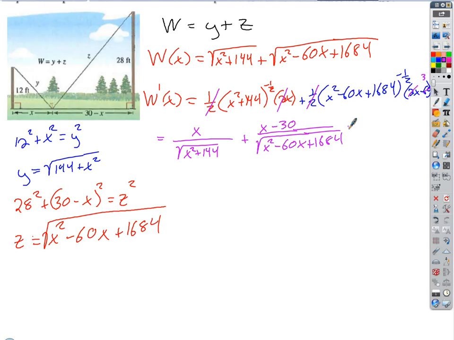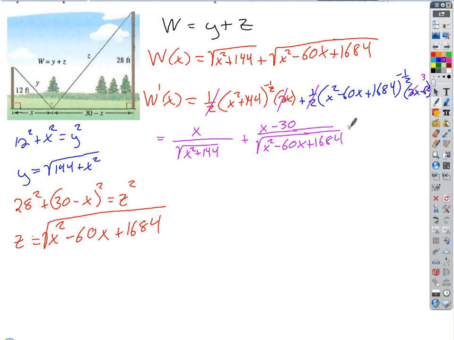Okay, so then we want to know where it's equal to 0, or I guess where it's undefined. Is it ever going to be undefined though? No, it's not going to be undefined, is it? Okay, because how could we show that? Well, this we can show pretty easily, right? X squared plus 144 can never be negative because x squared is non-negative, right?